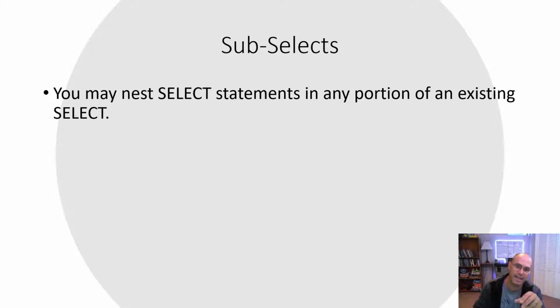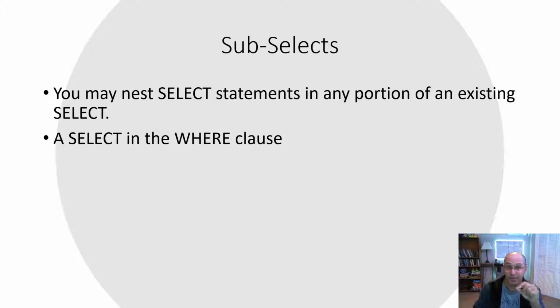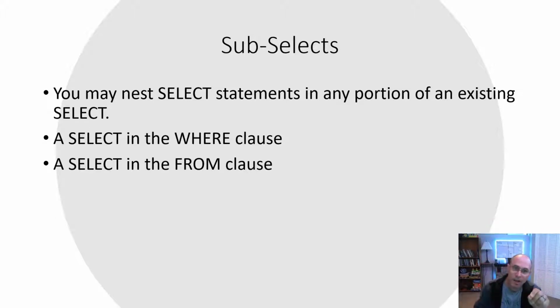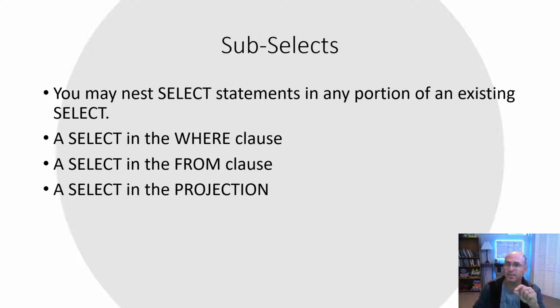You probably didn't know this, but you can nest your select statements in any portion of an existing select statement. That is, you can have a select in the where clause, a select in the from clause, a select in the projection. So in essence, a select in the from clause would mean that you are making a table and then using that table as a way to nest it. And this is one way we can get around the weird naming that you are seeing in there. But when you nest, it brings its own level of confusion.